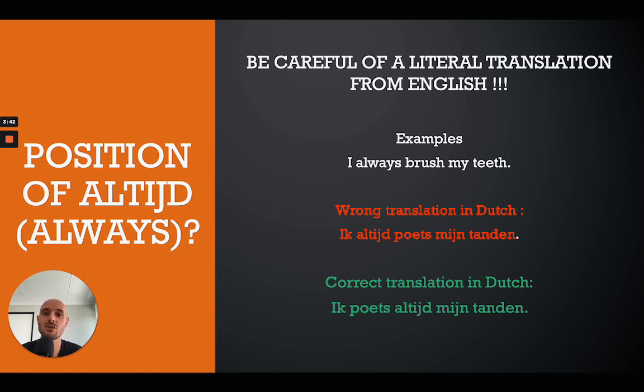Now in Dutch, we don't like to split up our subject, finite verb combination. So what we will do is we will put it behind our finite verb. So the wrong translation in Dutch would be, ik altijd poets mijn tanden. That is a literal translation from English, but unfortunately incorrect. We place it behind. Ik poets altijd mijn tanden.